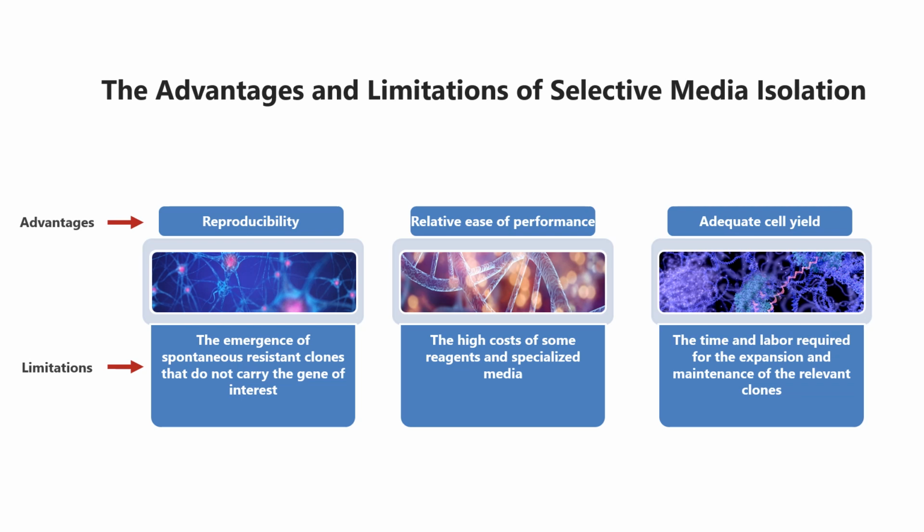1. Relative ease of performance. 2. Reproducibility. 3. Adequate cell yield. The limitations of selective media-based isolation are as follows. 1. The risk of contamination. 2. The emergence of spontaneous resistant clones that do not carry the gene of interest. 3. The high costs of some reagents and specialized media. 4. The time and labor required for the expansion and maintenance of the relevant clones.